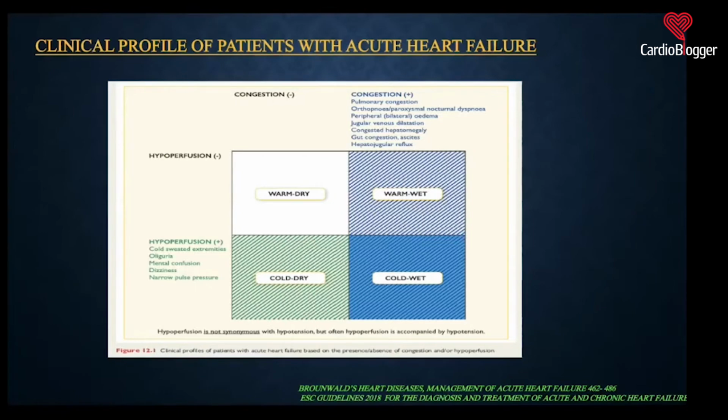The third variety is cold and dry. It is dry because there is no lung congestion. It is cold because there is tissue hypoperfusion. This is usually encountered in a patient with cardiogenic shock, and you should look for signs of obtundation or a low mental sensorium. The extremities will be cold. The patient will have oliguria and will present with dizziness. There will be significant orthostatic hypotension and a narrow pulse pressure. So this is the typical presentation, or they will have hypertensive encephalopathy type of symptoms. So cold and dry is usually seen in patients with cardiogenic shock.